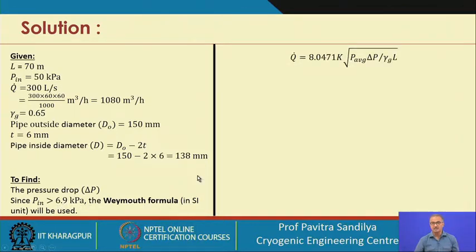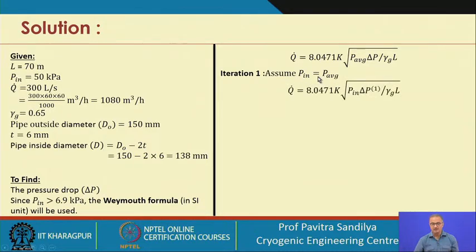Now, this is the expression for the volumetric flow rate, and we need the value of delta P, and delta P is unknown to us. We only know the inlet pressure. So, as a first guess, we take P in to be the P average. And again, I won't be going into detail of the solution.